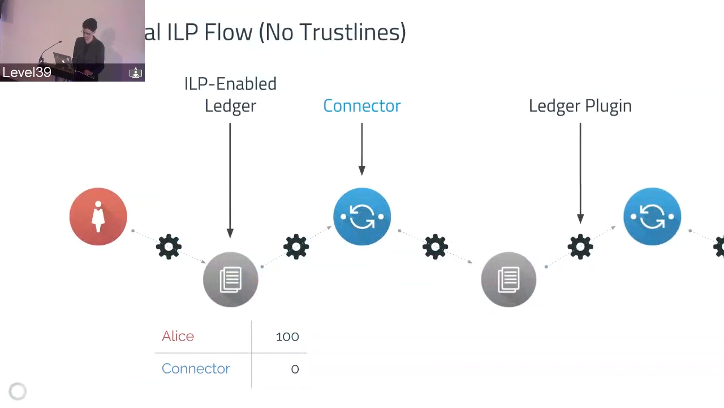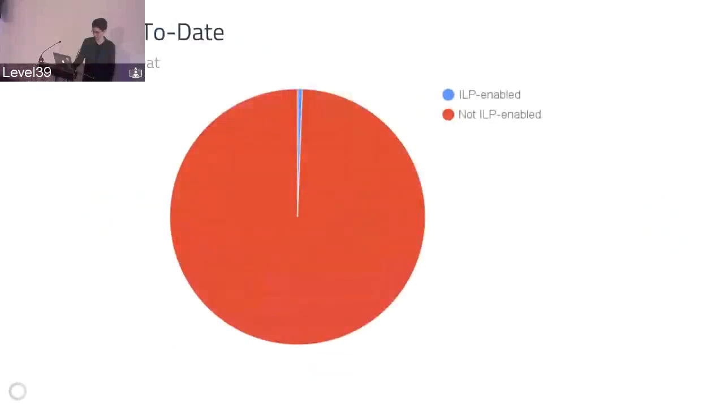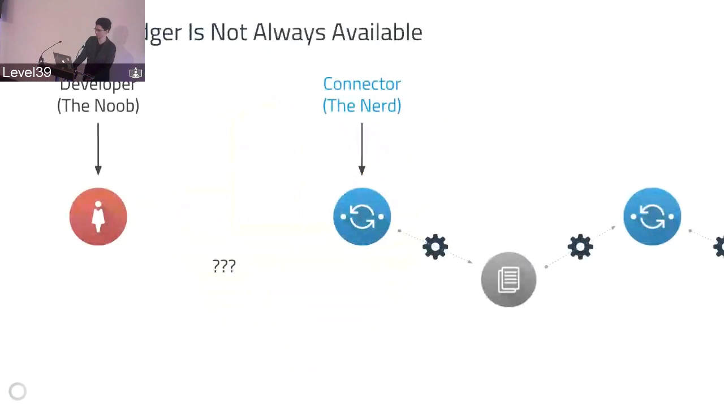So the problem with this is that Alice needs to be on a shared ledger with some connector in order to send ILP right now, because there aren't a lot of ILP-enabled ledgers. So this is what it's probably going to look like until we get more support. So you've got our developer or somebody who wants to use ILP. We call them the noob. And we've got a connector, somebody who has a shared ledger with more connectors on ILP-enabled ledgers, and we call them the nerd. And something needs to go in between them for the noob to be able to send payments.